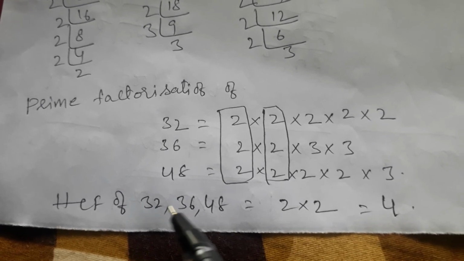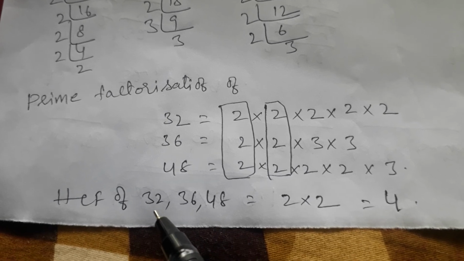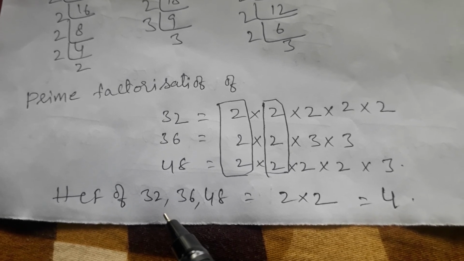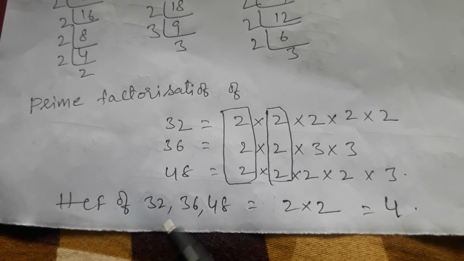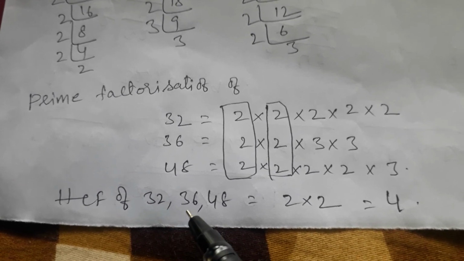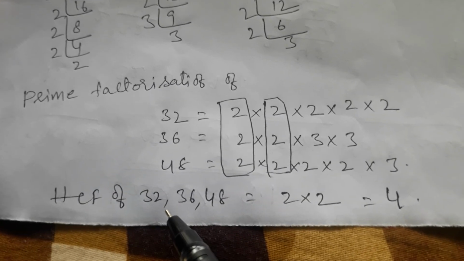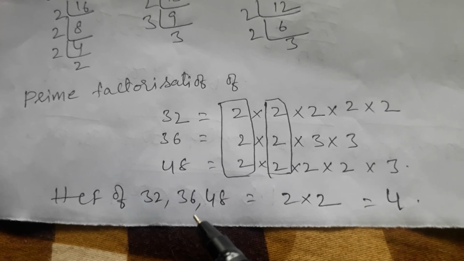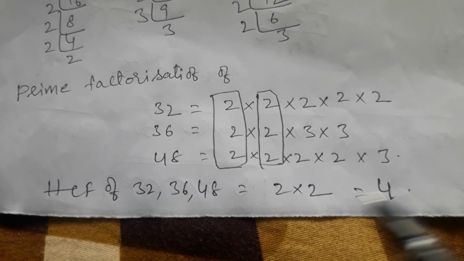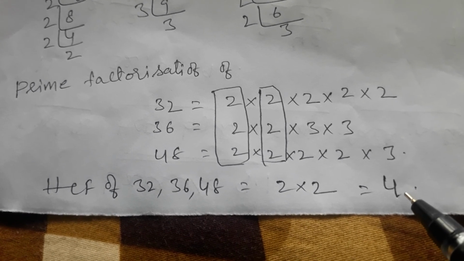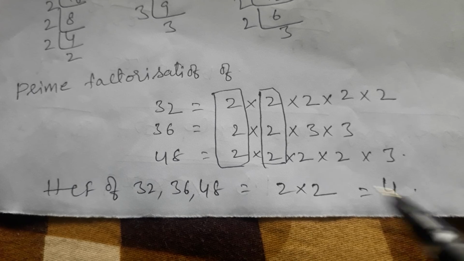Means what? There are some different numbers. 2 is there, 1 is there, 2 is there. These are the factors. And 8 also, some numbers. 4 is there; 1, 2, 4 are common factors. Out of all, the highest common factor is 4. That is the meaning of HCF.